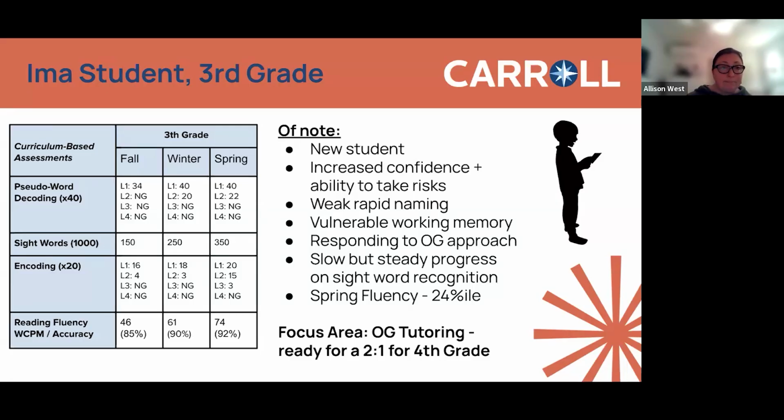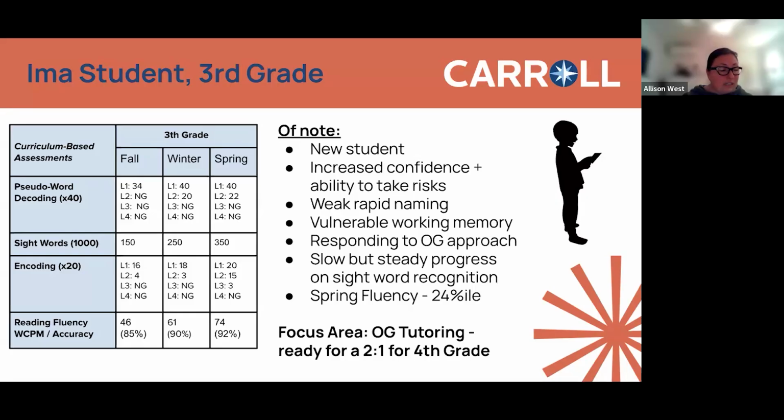So here we have Ima. Ima came in new and was still working on gaining mastery of level 1 at that time. Over the course of the year, you can see Ima demonstrated clear mastery of level 1, made some nice progress in level 2, gained a couple hundred sight words over the course of the year, and also in the same way showed mastery of level 1 in spelling, with some solid skills in level 2, and was even able to take a level 3 spelling assessment in the spring.